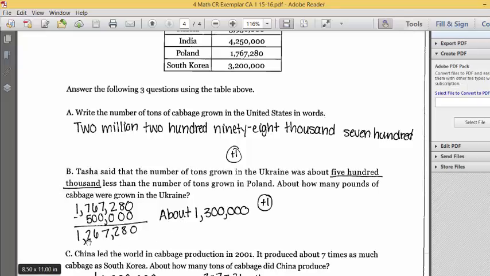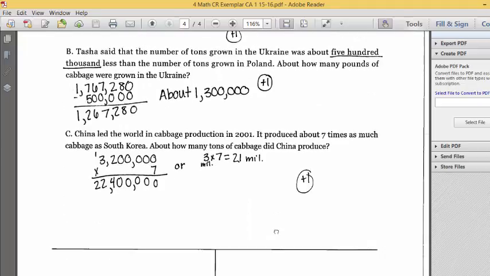One is 1,267,280, but also 1.3 million is also fine to write out like this. You'll receive 1 point for that part of the question.